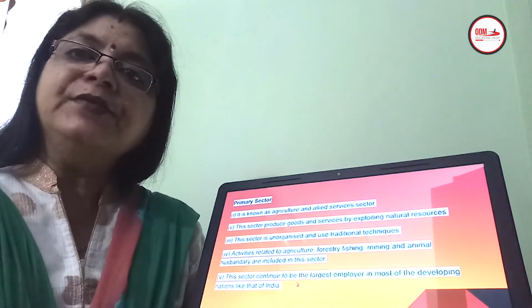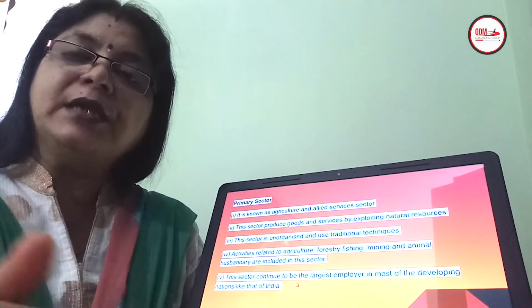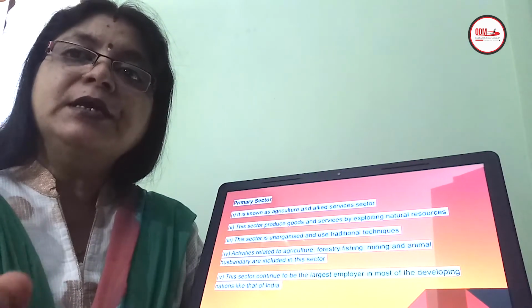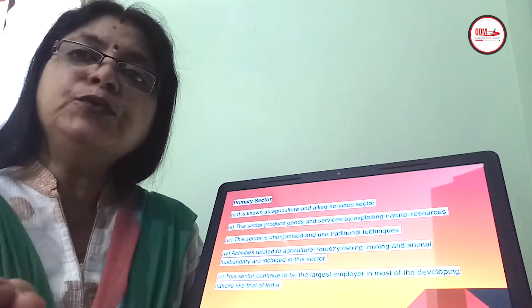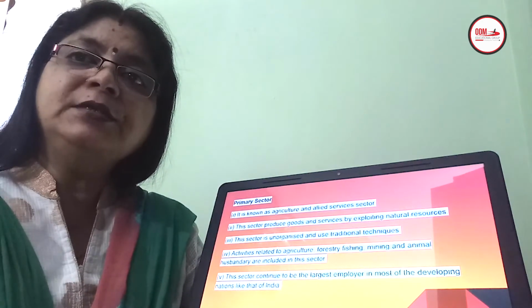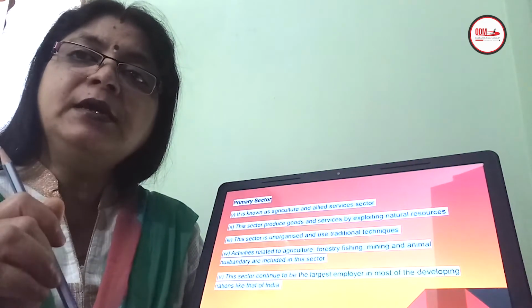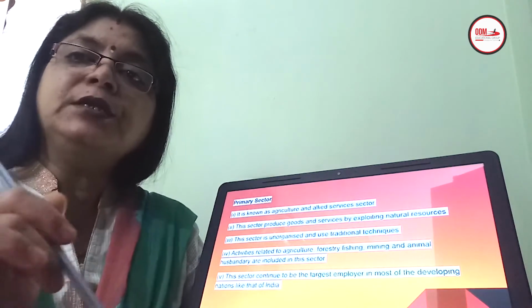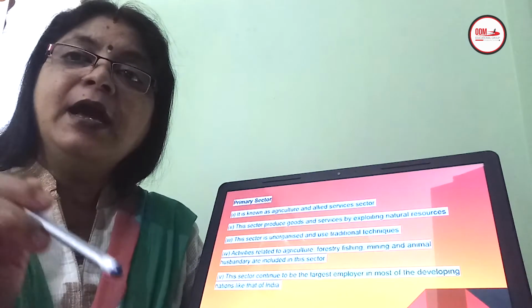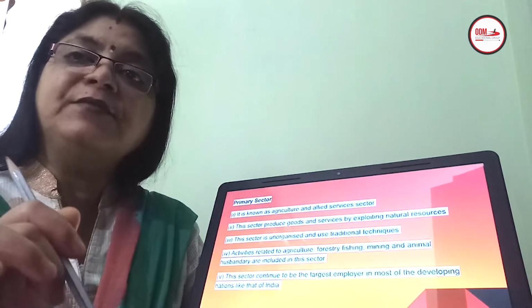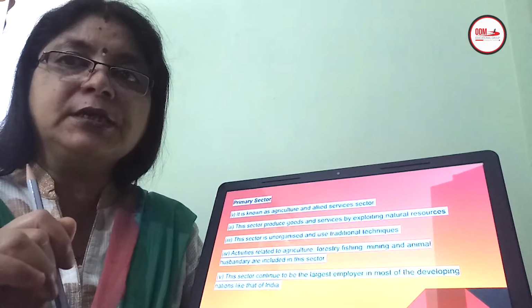Economic activities are further divided into three types: primary activities, secondary activities and tertiary activities. The people associated with primary activities come under the primary sector, those associated with secondary activities come under the secondary sector, and the people providing services come under the tertiary sector.